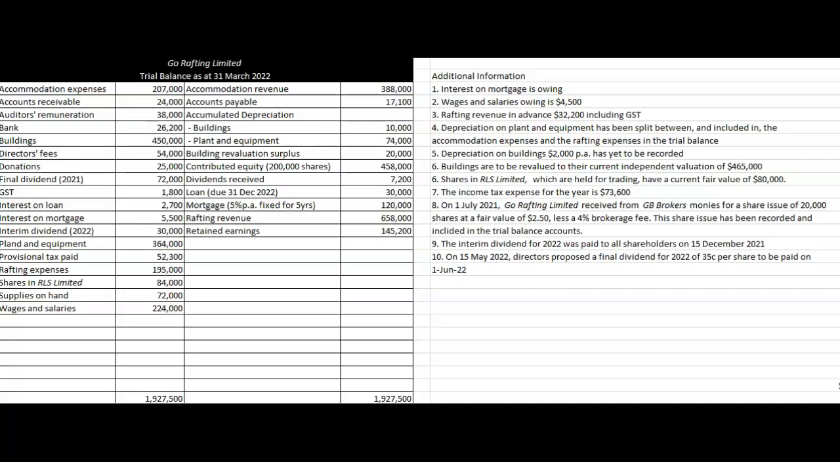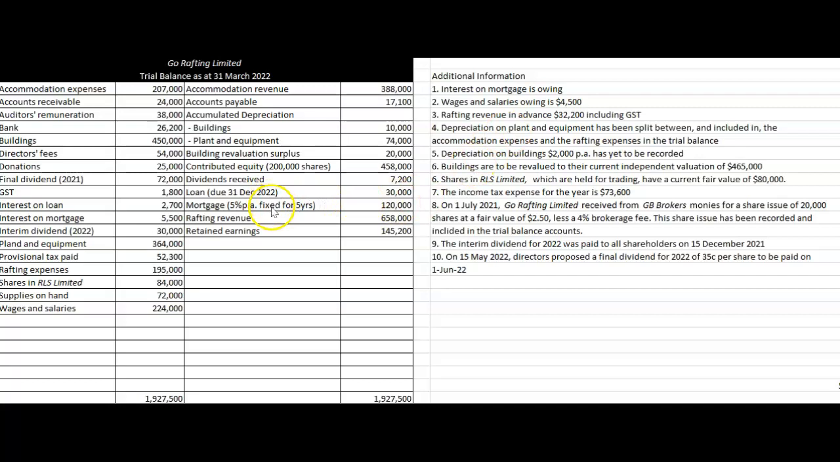So grab a pen. I'm going to use a spreadsheet for this. You'll have to adjust on your page. This is where we're going to work through the additional information. Feel free to fast forward, rewind, stop, pause, play again to help understand what's going on. So the first one is interest on mortgage owing.